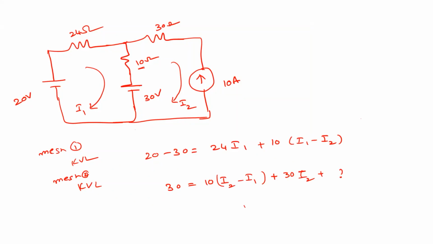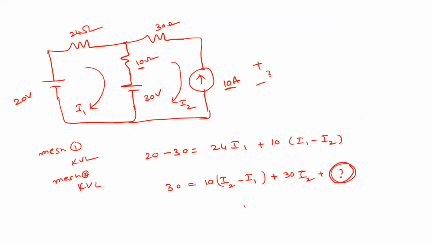Here this is already a current and you are trying to multiply it with a current. What is the voltage across this one? It's supposed to be a voltage term: common resistance into current. The common resistance between the two meshes is 10 ohms. Yeah, we'll come to that.